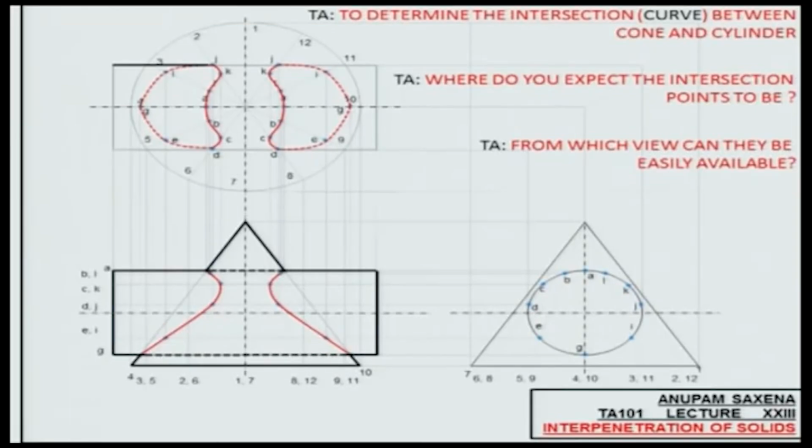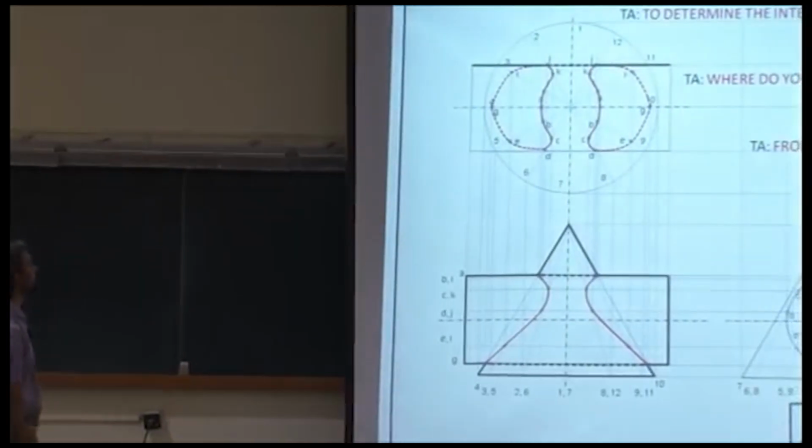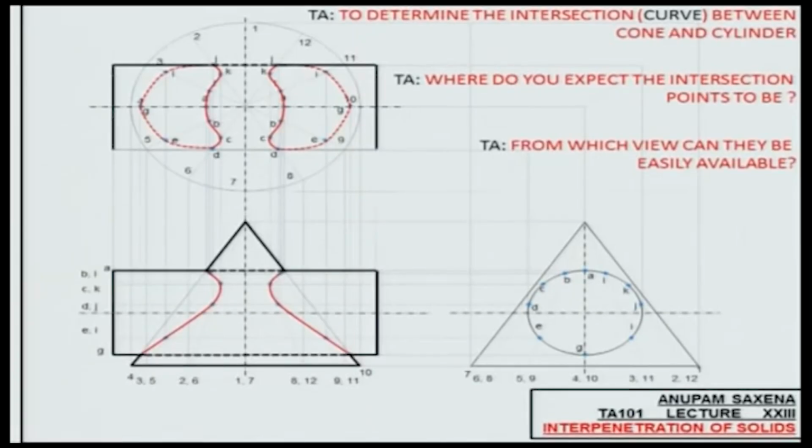Top view. This part is visible. This part of the cylinder is visible. This is inside the cone, so therefore it's hidden. Visible, visible, visible, visible. This part is inside the cone again, so it's hidden. This part of the base of the cone is visible. This part is below the cylinder, so hidden, visible, and hidden.